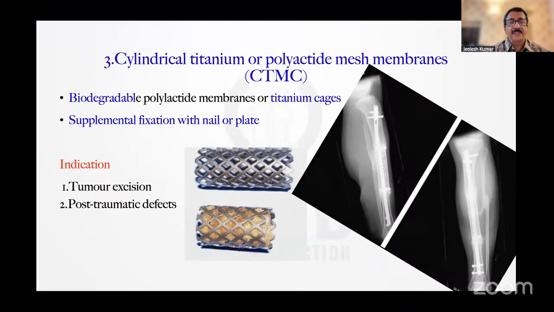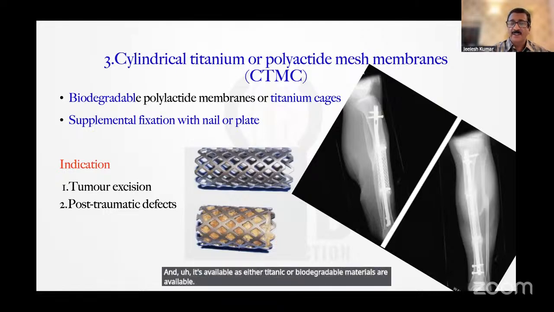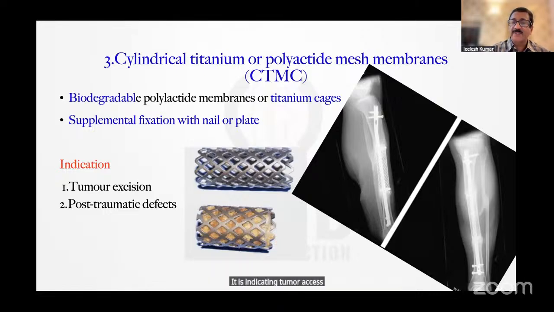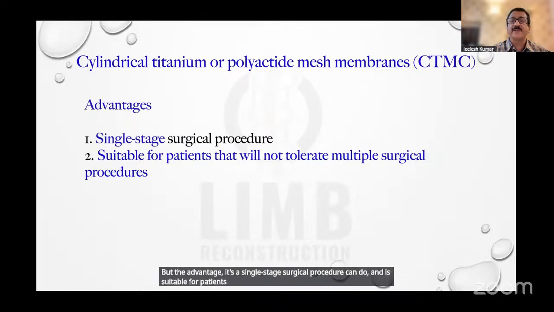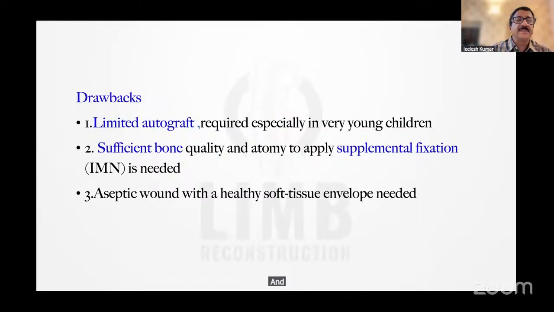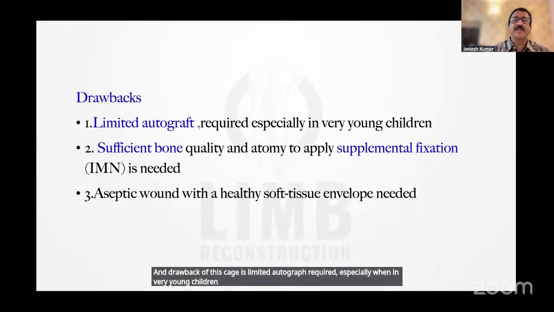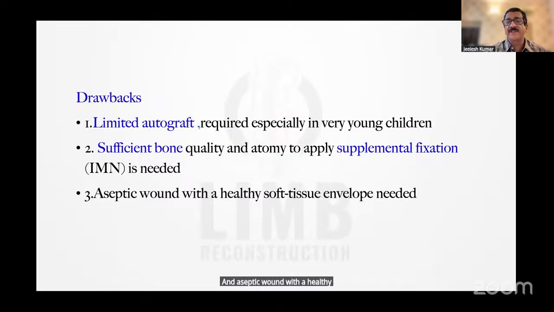Another method is the cage, and it's available as either titanium cage or biodegradable materials. It is indicated in tumor excision, post-traumatic defects. The advantage is it's a single-stage surgical procedure, and is suitable for patients that will not tolerate multiple surgical procedures. The drawback of this cage is limited autograft required, especially in very young children, and sufficient bone quality and anatomy to apply supplemental fixation is needed. An aseptic wound with a healthy soft tissue envelope is needed.